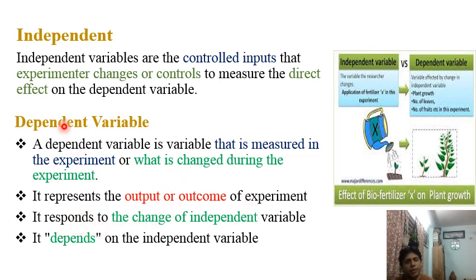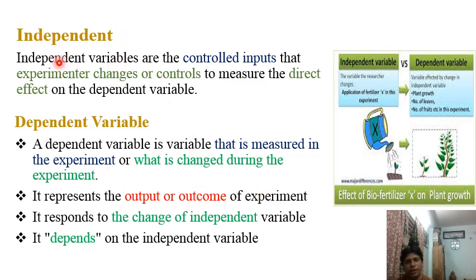Another feature of a dependent variable is that it responds to the changes of the independent variable. Of course, it has to respond to change of the independent variable. The name is dependent. Dependent means depends on the independent variable. So the name also helps to define what a dependent variable is. A dependent variable is a variable which depends on the independent variable.